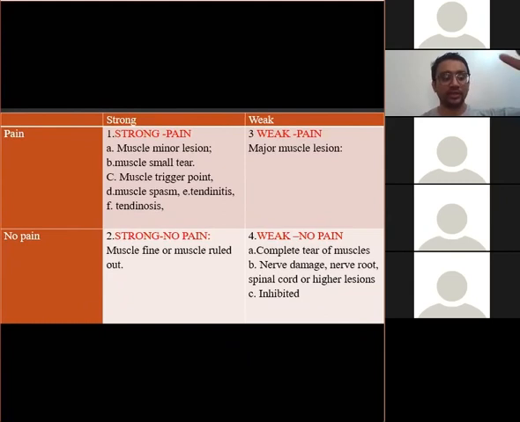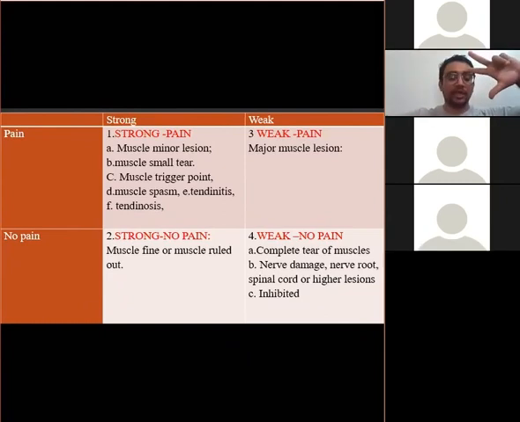If you see in the question, active range of motion painful, passive range of motion pain free, resisted isometric muscle testing, you see strong but pain. Then if you see any of these in the options, that is most likely your answer. Either trigger points or small minor lesions of the muscle or any tendon problems, you will see this kind of scenario.